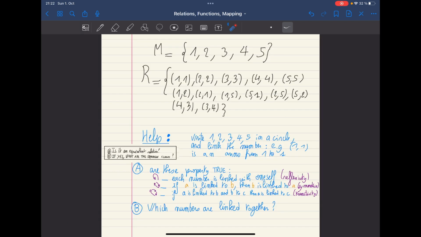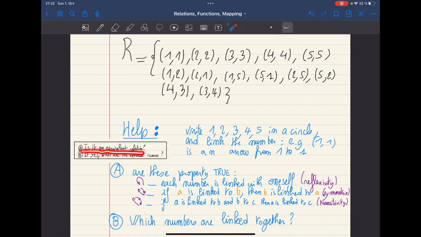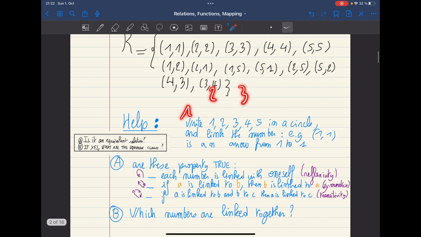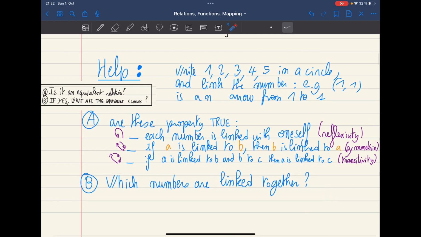To do the first question, which is: is it an equivalence relation? You just write 1, 2, 3, 4, 5 in a cycle, and you link the numbers together according to the relation. So for example, 1 linked to 2 is just one arrow, and 2 linked to 1 would be the arrow in the other direction. So you do that for everything. And after that, for the first question, you look if these properties are true.